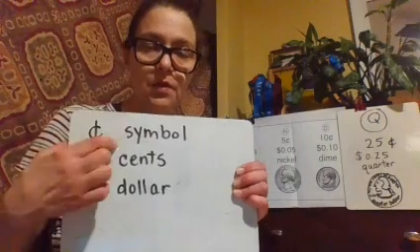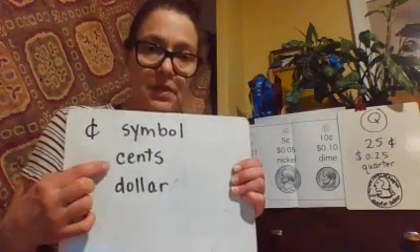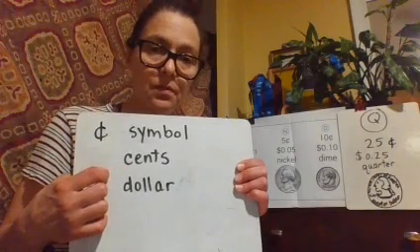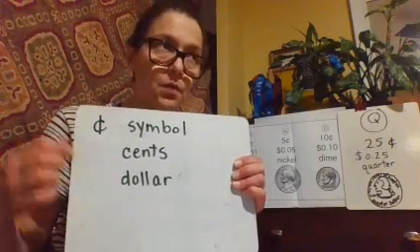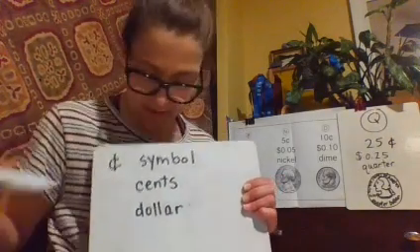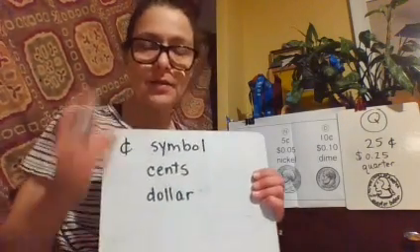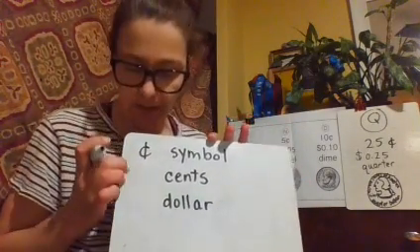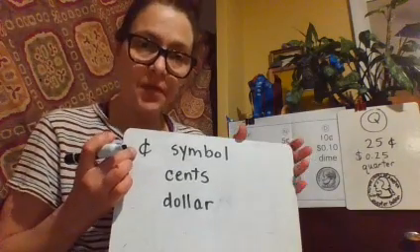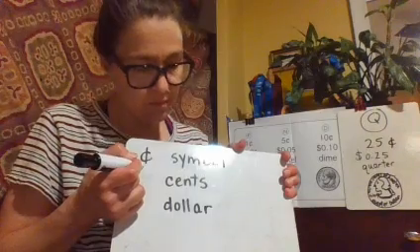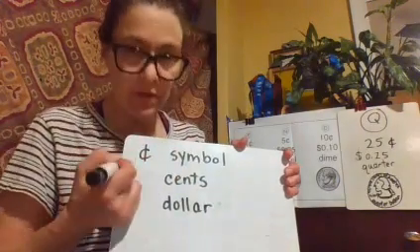So cent is the symbol that we use. Cents is the word. And then a dollar would be 100 cents. And that's the word for dollar. And dollar has a symbol too, but I'm not going to confuse you with it right now. I'm just going to focus on the cent. The cent symbol is a C with a line through it. Okay, and that's the symbol that we use.